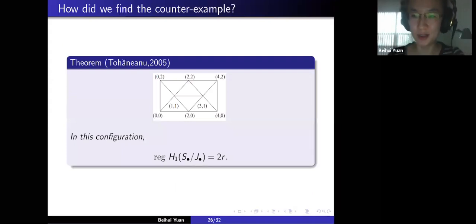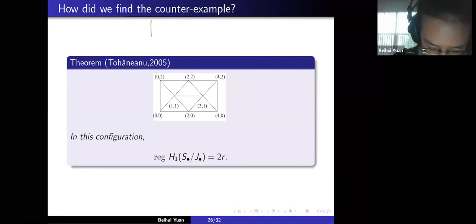Okay, now you may wonder, how did we find this counterexample? Actually, there was a paper in 2005, and in this paper, the author shows that for such a configuration, the regularity of this H1 is exactly 2r. And you can compare this guy with our counterexample.